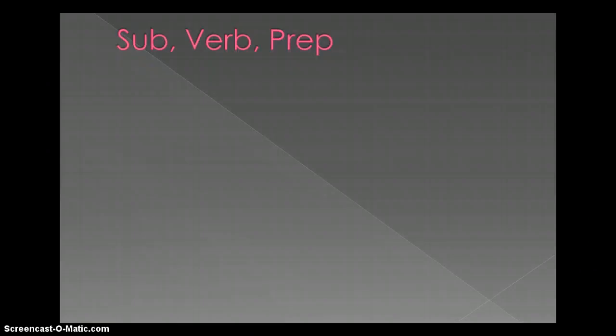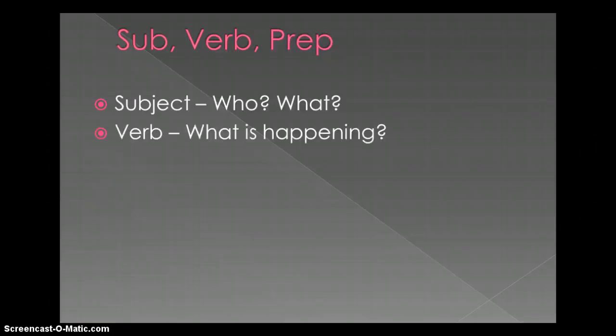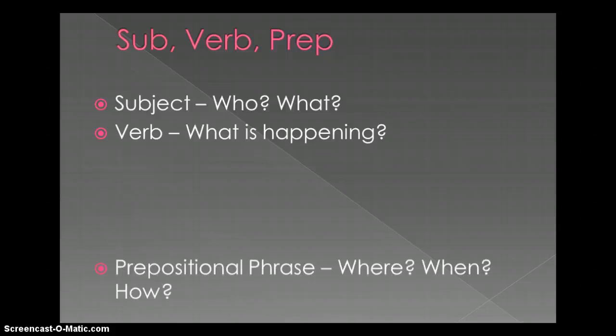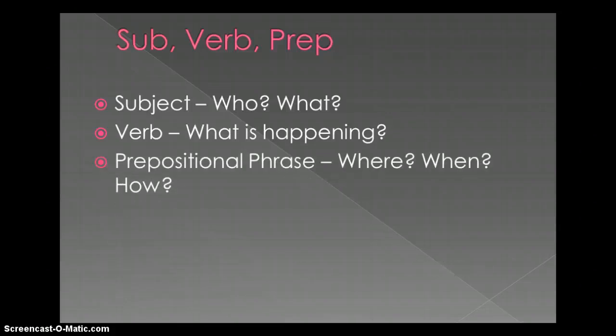Here is your review. Subjects, they're the who or what of the sentence. Ask yourself that first. Then, what is happening? What is the who or what doing? That's your verb. Where, when, how is this all happening? Prepositional phrase. The object is usually the what at the end of the sentence.